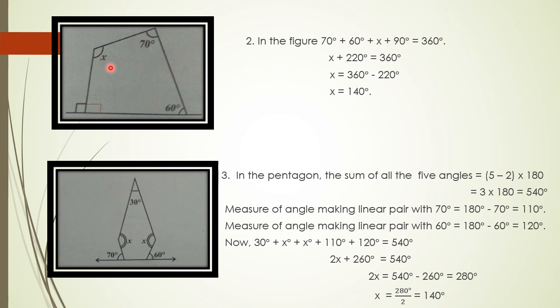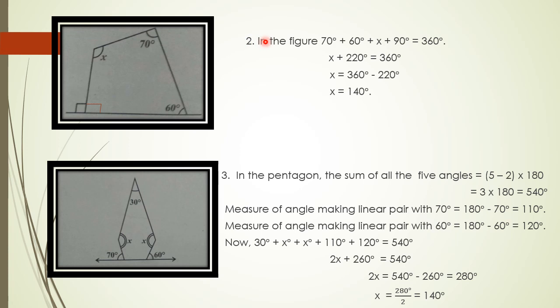In this figure, we have to find the value of x. We have got 2 angles, 70 degrees and 60 degrees. This third angle we can get from the given measurement. Outside measurement is given, 90 degrees. So inside measurement is equal to 180 minus 90 degrees is equal to 90 degrees, because this outside angle and this inside angle make a linear pair.